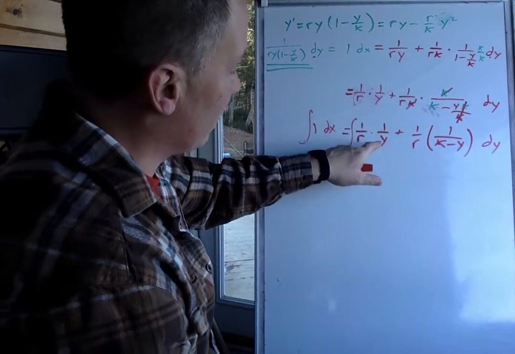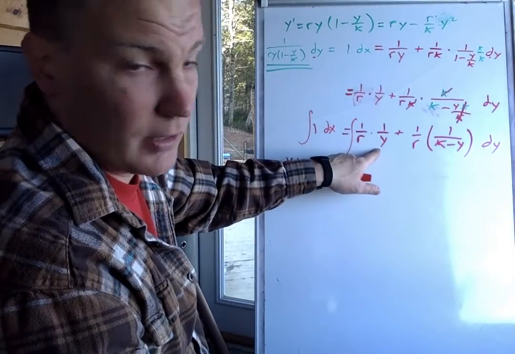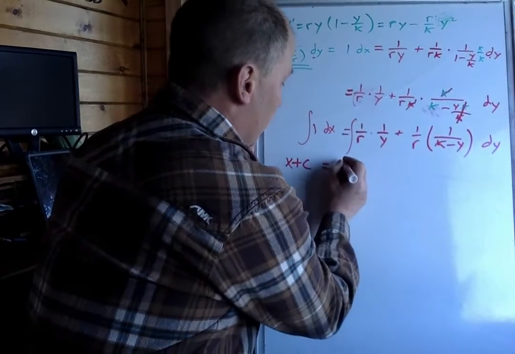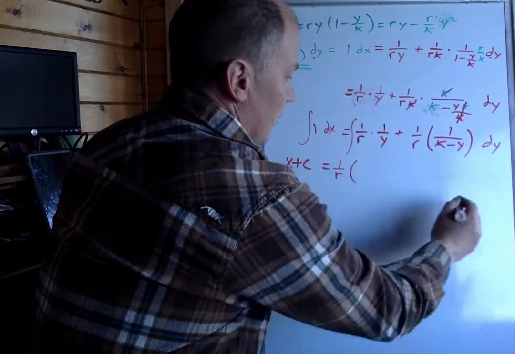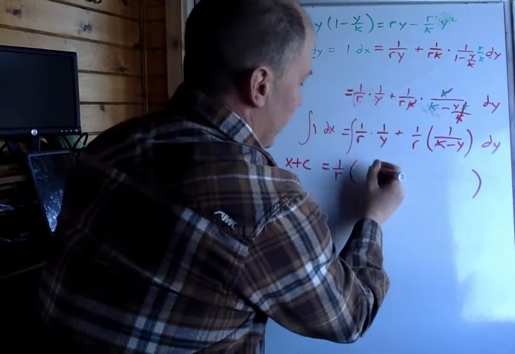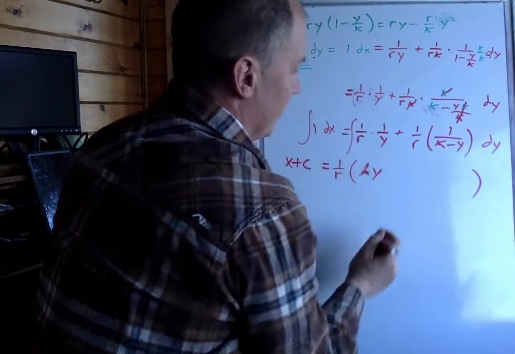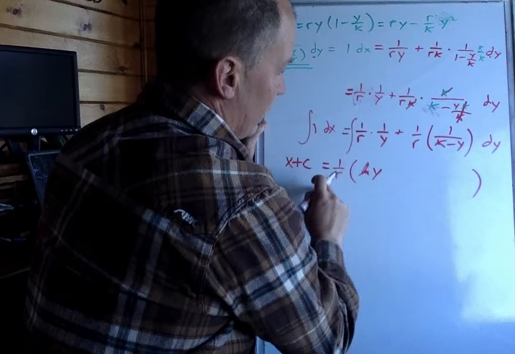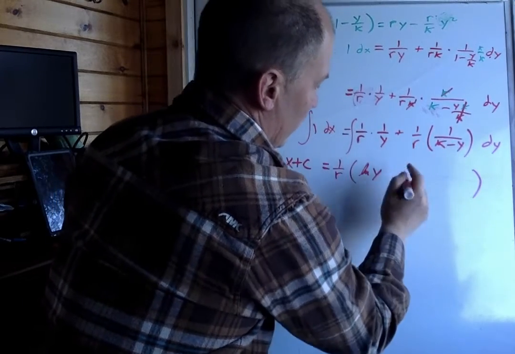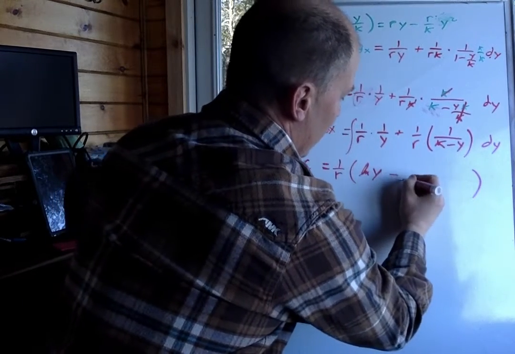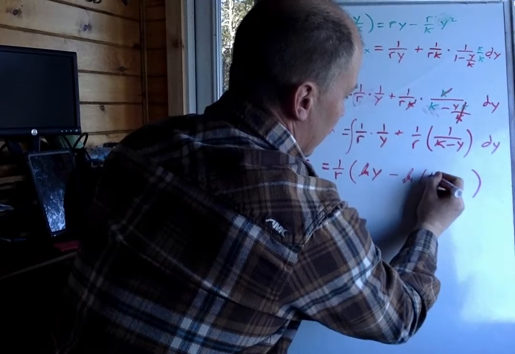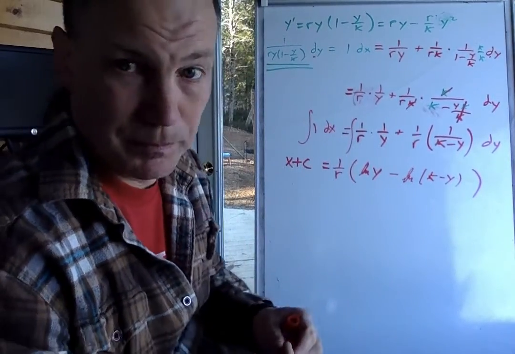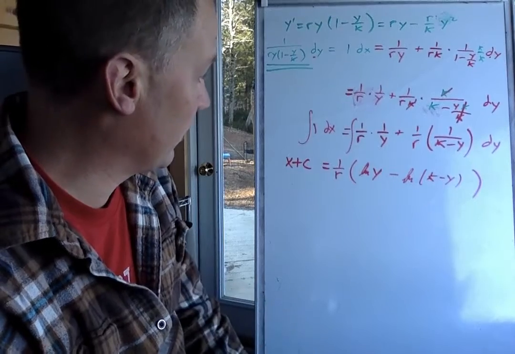We know that the integral of 1 over y is the ln of y. And we're going to factor out the 1 over r. So I'm going to do this. Integral of that is ln of y. The 1 over r is also factored out here, so the integral of this is negative ln of k minus y. Awesome. So we are getting there.